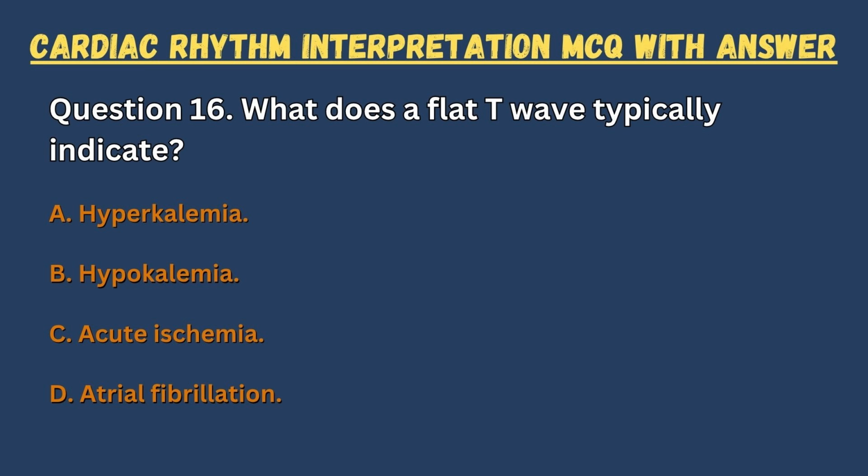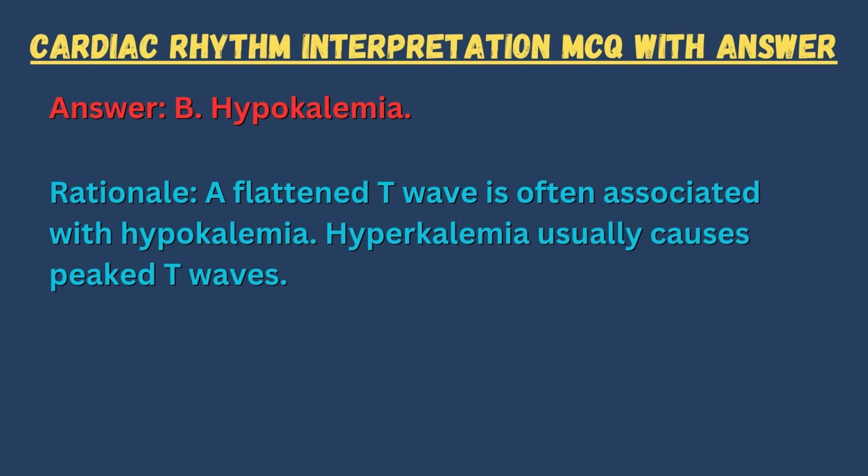A. Hyperkalemia. B. Hypokalemia. C. Acute ischemia. D. Atrial fibrillation. Answer. B. Hypokalemia. Rationale. A flattened T wave is often associated with hypokalemia. Hyperkalemia usually causes peaked T waves.